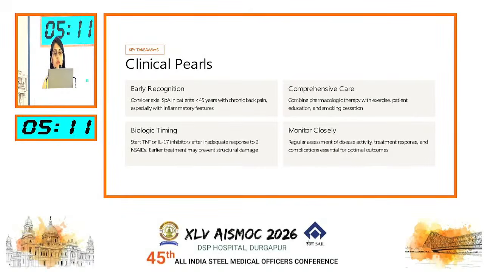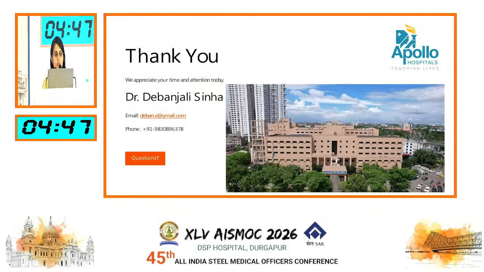Another thing is that comprehensive care is very important. We have seen many axSpA patients with mild disease who can manage very well. Not only manage, the ESR and CRP also keep down well with just exercises and patient education. So we have to educate the patients well. And regular monitoring, regular assessment of the disease activity scores, which you have said, and of the complications is essential for optimal outcomes. With this, I would like to end my talk. Any questions you can ask me.